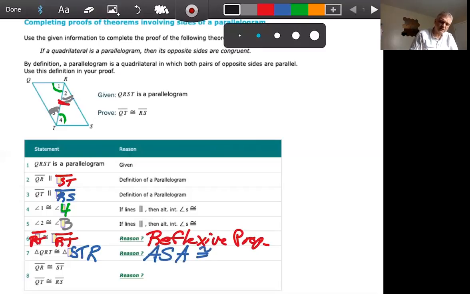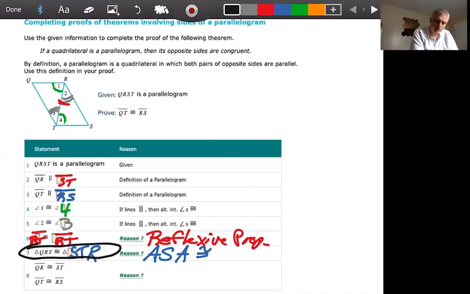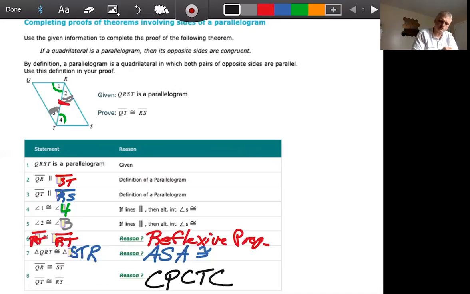Then finally, once we have the triangle congruence statement, now we can take the corresponding parts. So it says QR, first two letters, is congruent to ST. And also QT, first and third letter, congruent to RS, which is again the first and third letter. Those are line segments, so the order that I mentioned the segments should not matter. Those are all corresponding parts of congruent triangles, and they are congruent. Okay, so that is completing the proof.